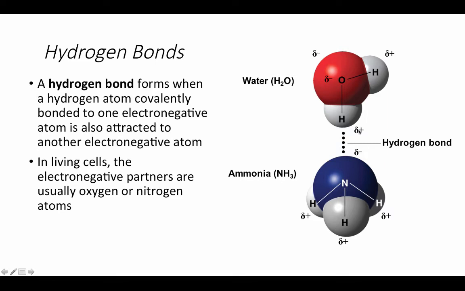But the partial positive on this hydrogen, because the oxygen's pulling the electrons away, is going to be attracted to the partial negative charge on this nitrogen, which is pulling electrons away from these other hydrogens. So this is called a hydrogen bond. So in living cells, the electronegative partners are usually oxygen or nitrogen atoms, bonded either to hydrogen or carbon.